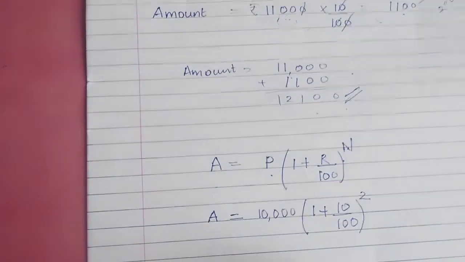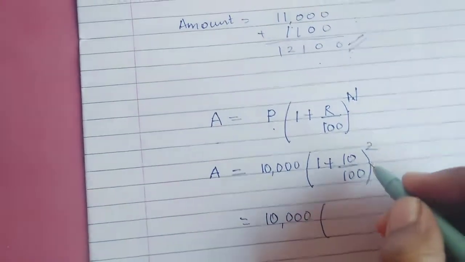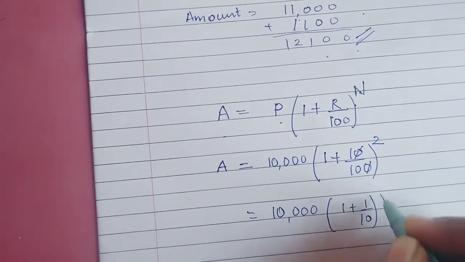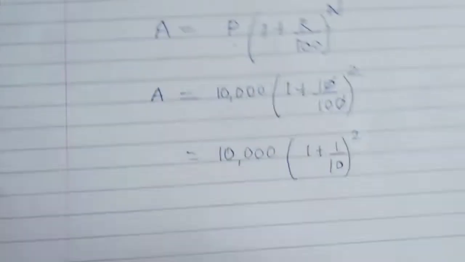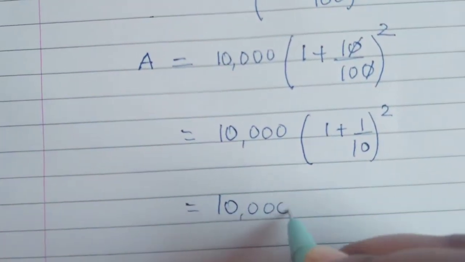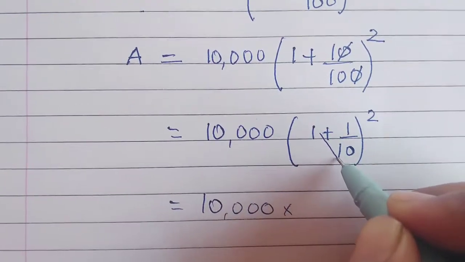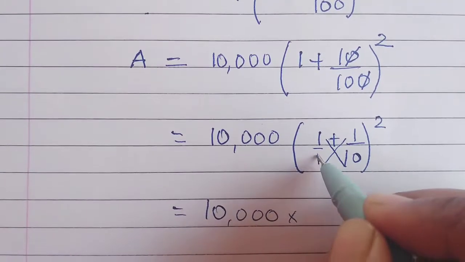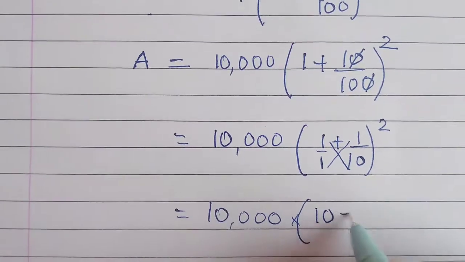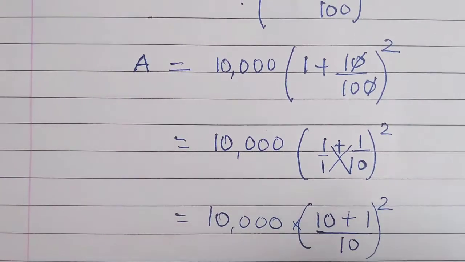So let's check what answer we are getting. 10,000. What you can do here? 0, 0 gets cancelled. So what you get? 1 plus 1 upon 10, raised to 2. Further when you solve, 10,000 into. Now how you are going to do it? You are going to cross multiply. Here no number is there. If you want you can put upon 1. So 1 tens are 10 plus 1 ones are 1 upon 10, raised to 2.